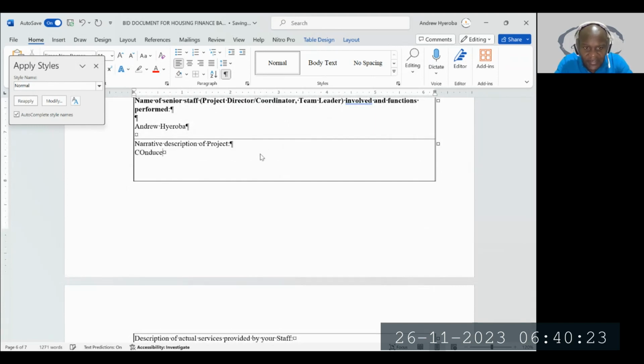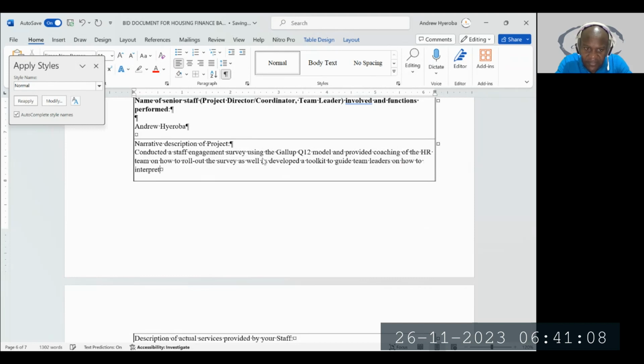Okay. Conducted a staff engagement survey using the Gallup Q12 model and provided coaching of the HR team on how to roll out the survey, as well as developed a toolkit to guide team leaders on how to interpret and utilize the survey findings. Okay, so this was a narrative.